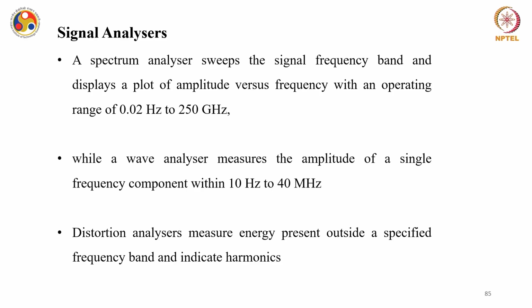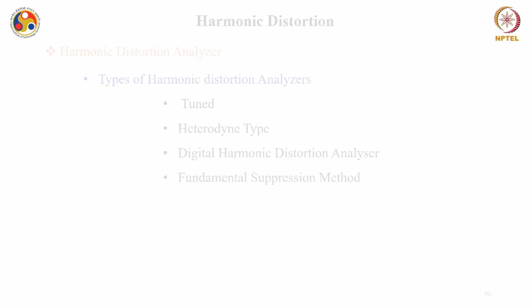We have seen that a spectrum analyzer sweeps the signal frequency band and displays a plot of amplitude versus frequency with an operating range of 0.02 hertz to 250 gigahertz, while a wave analyzer measures the amplitude of a single frequency component within 10 hertz to 40 megahertz, and accordingly the equipment was also made. We have seen their constructions also. Distortion analyzers measure energy present outside a specified frequency band and indicate the harmonics.